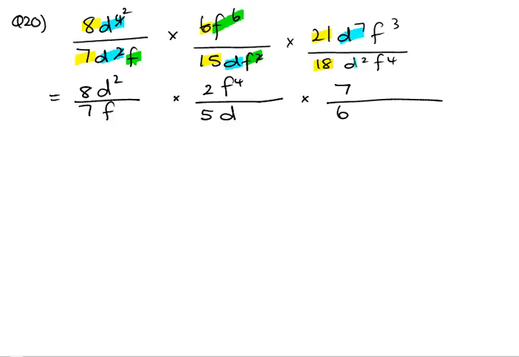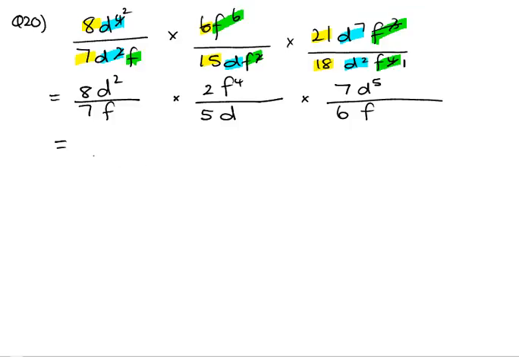Then we look at the d's and divide them. 7 take away 2 is 5. Then we look at the f's. Okay, there's more on the bottom, so 4 take away 3 is 1, so it's over f.